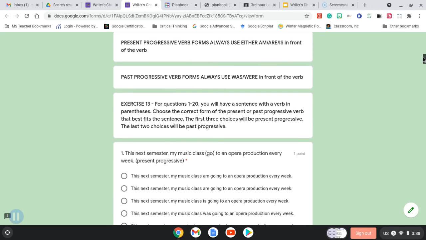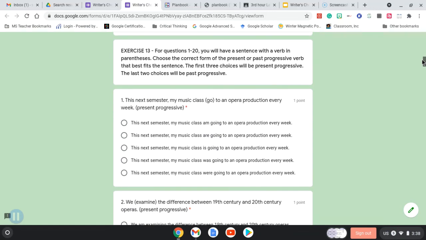So for questions 1 through 20, you're going to have a sentence with a verb in parentheses. You're going to choose the correct verb form, the present or past progressive verb that best fits the sentence. The first three are always your present progressive choices. The last two are always your past progressive choices. So number 1, this next semester my music class go to an opera production every week. Present progressive. So since it says present progressive, we're only going to look at the first three options. You're going to ignore the last two.